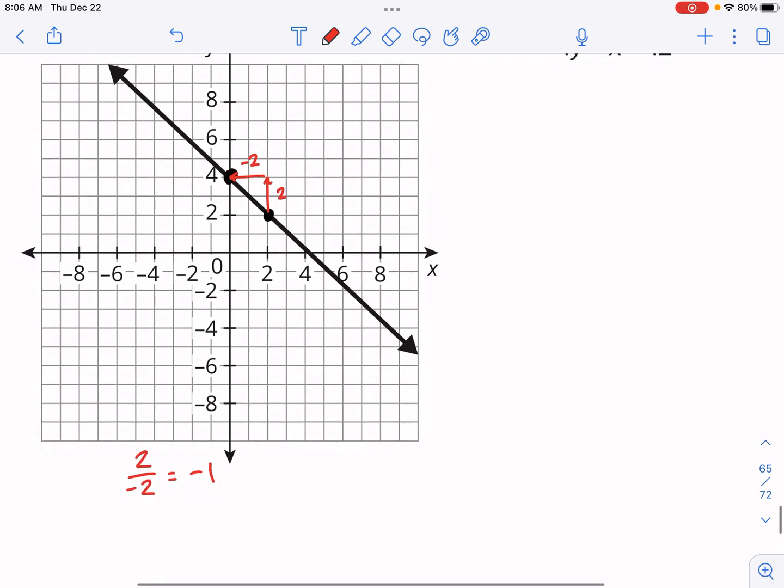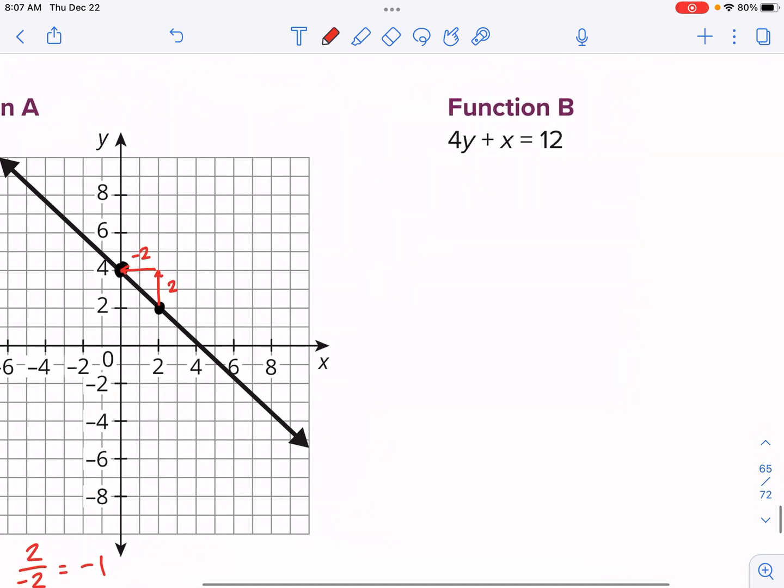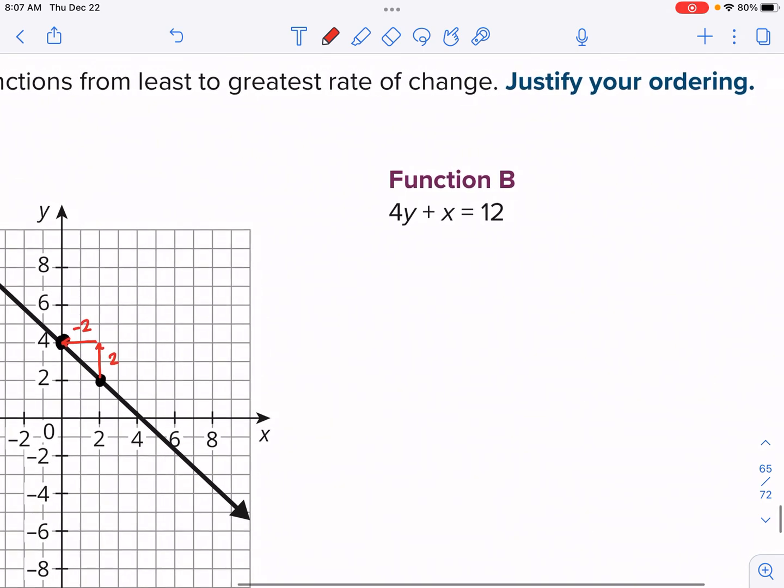Okay, so the slope of function A is -1, but we're trying to compare from least to greatest. So we don't want any negatives. So for this, we always put in absolute value. We're trying to find which one's the steepest. We don't care about direction, so whether it's positive or negative. Absolute value of -1 is +1. So let's just keep that in mind. We'll compare it later.